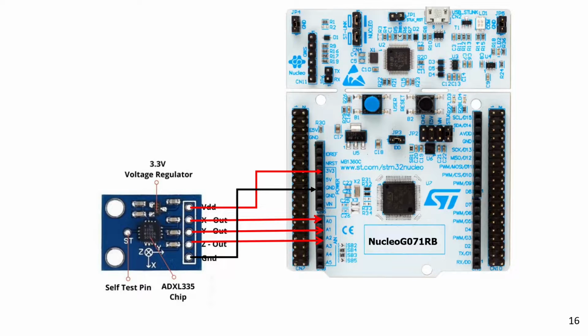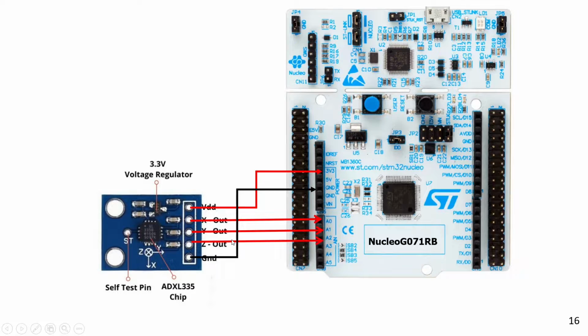So to demonstrate this scenario, I have taken the ADXL335 chip. What I have done is I have connected the X output to the A0 channel of the ADC, the Y output to the A1 channel of the ADC, and the Z output to the A2 channel of the ADC. And of course, it's a 3.3 volt device, so it should be connected to 3.3 volts, and the ground should be connected to the ground. Basically, the ADXL335 is a three-axis accelerometer, with which you can measure x, y, and z axis data. That's all about the connection.